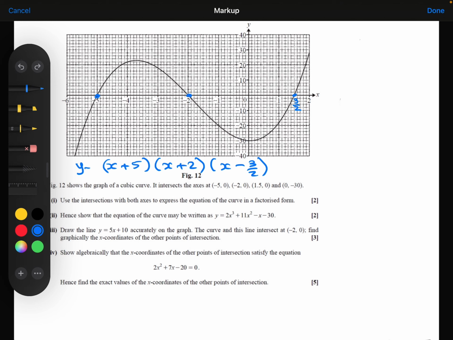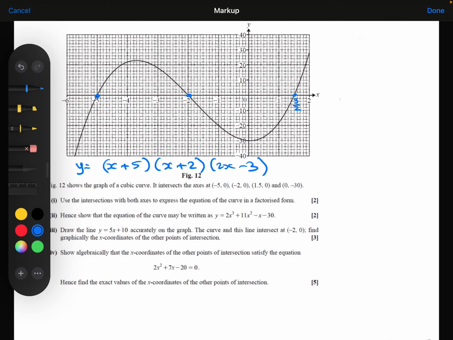Therefore, my equation here isn't correct. I need to times this through by 2. It should be twice as big to give me -30 instead of -15. Now this is correct, but I could simplify it. I could write it in a simpler form because I could take this 2 and multiply this bracket, just to get rid of that fraction. The 2 times the x will be 2x. The 2 times the -3/2 will be just -3. So writing it like this will be better. So that's my answer for part I.